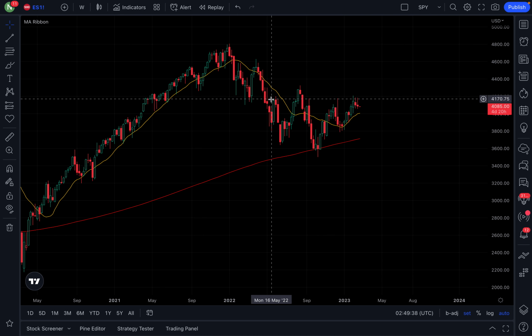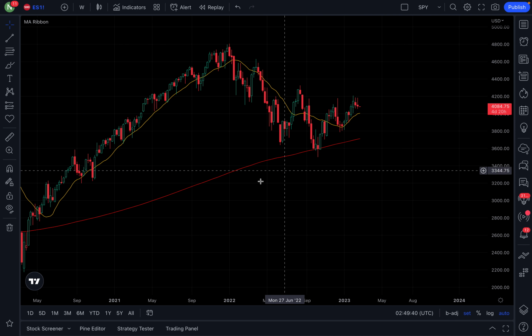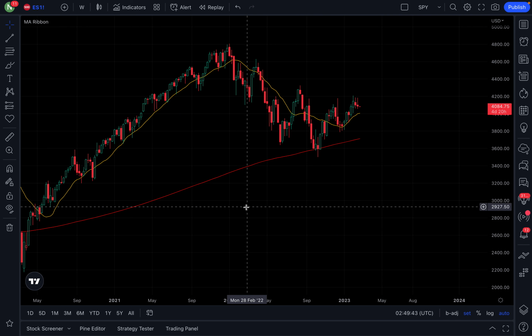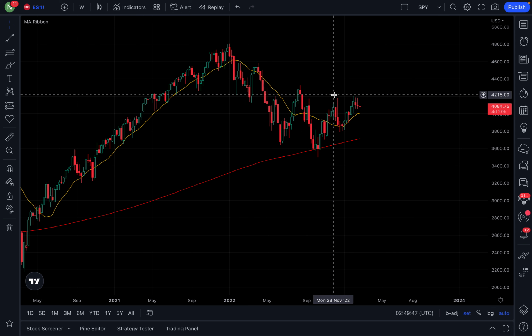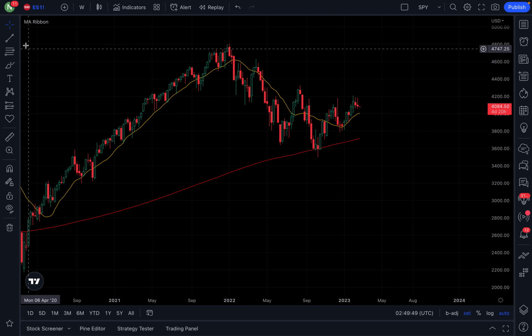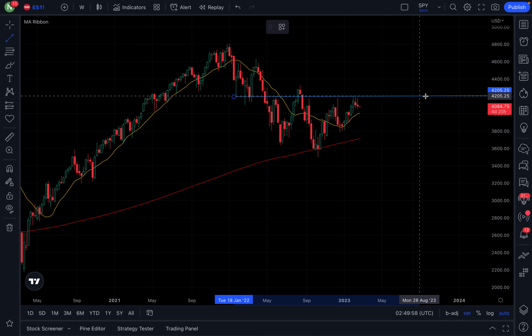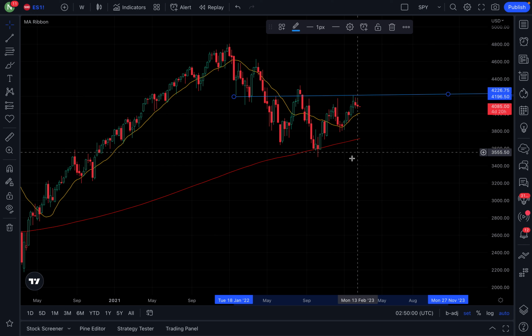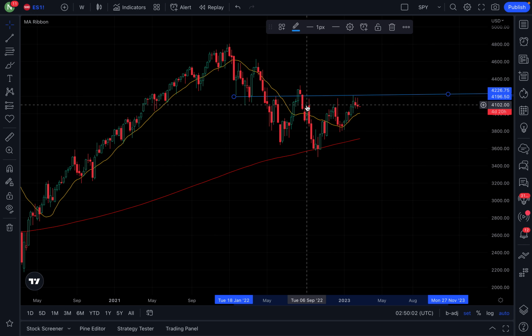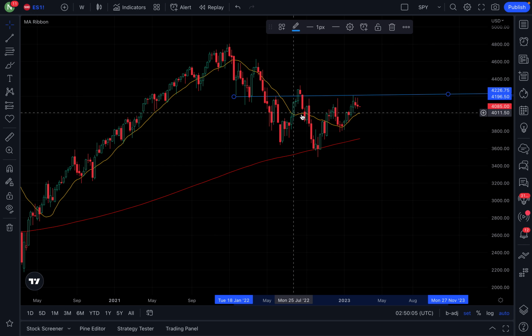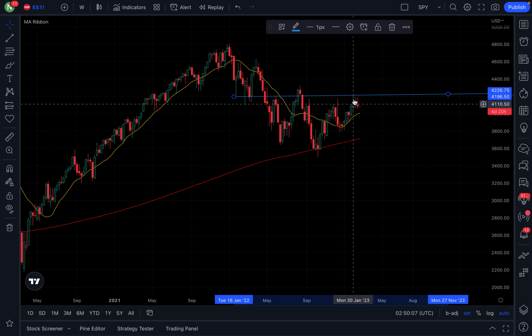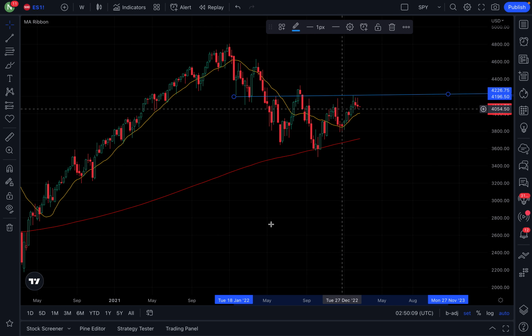I want to point out this area because support and resistance, as you may know, is the fundamentals of trading. So I want to highlight an area here. Look at this area here. Look at 4,200. Look how many times we have tried this area: 1, 2, 3, and now 4 times.